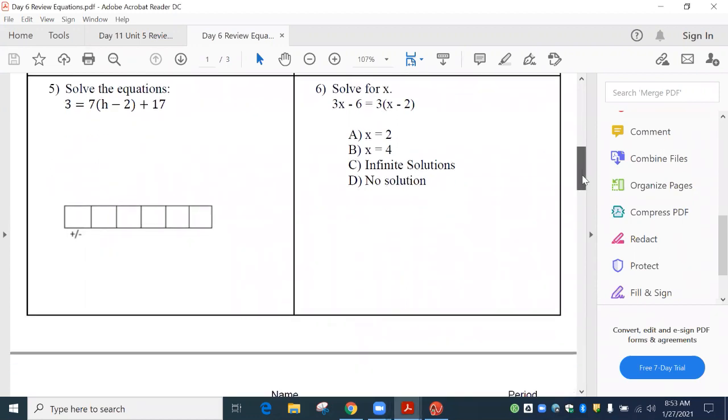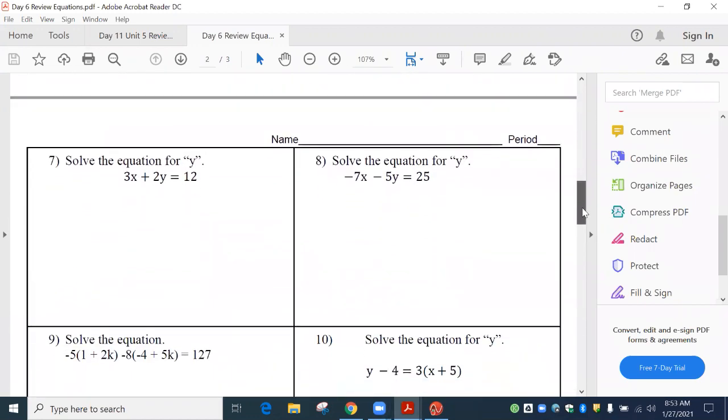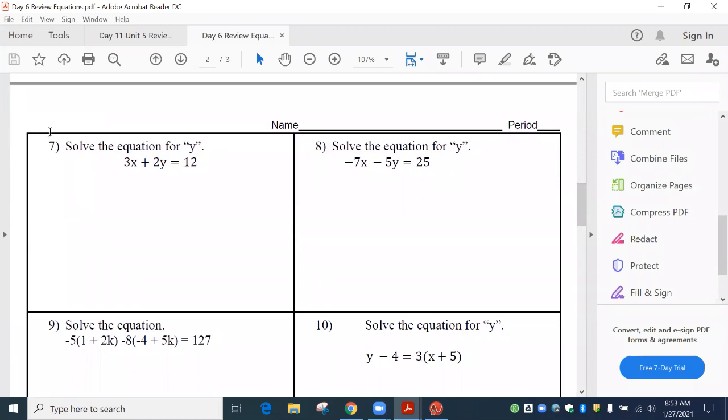All right, so number 7. So one of the things that we want to work on, oh, are you still working that out? I'll give you a second if you need to keep working. Okay, you're good? All right.